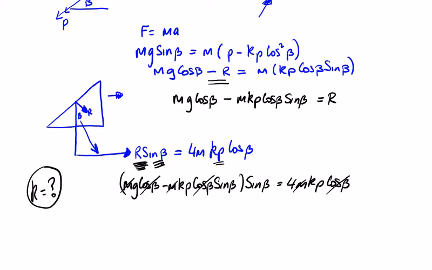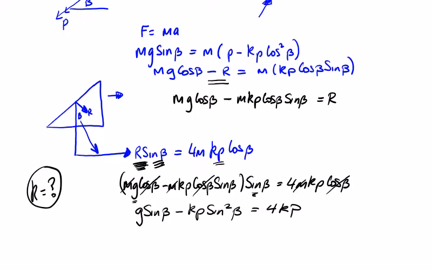Okay, so let's just rewrite that out again, but with multiplying this sine beta by what we have. So we have this g is all that's left here, g sine beta minus kp. Now here's my sine squared beta appearing. Sine squared beta is equal to 4kp. Okay, we're making progress.